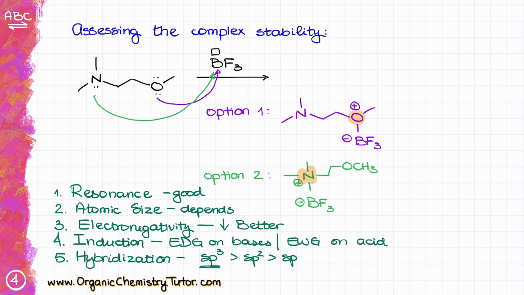Next, electronegativity. And here we do have a difference, because oxygen has much higher electronegativity than nitrogen. Oxygen's electronegativity is roughly 3.5, while nitrogen's electronegativity is roughly 3.0. So nitrogen with a positive charge is going to be way more stable than oxygen, which means that overall our green complex, our option number 2, is going to be more stable. Which means that if I were to perform this reaction in the laboratory, I would expect that option 2 would be my major product in this type of reaction.